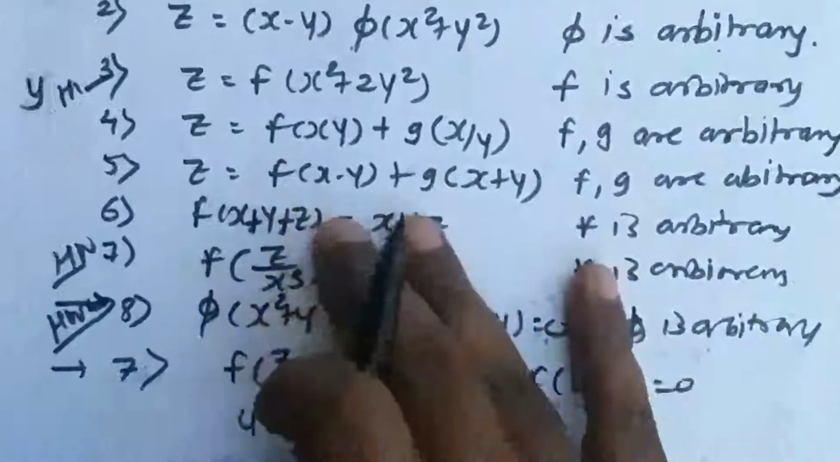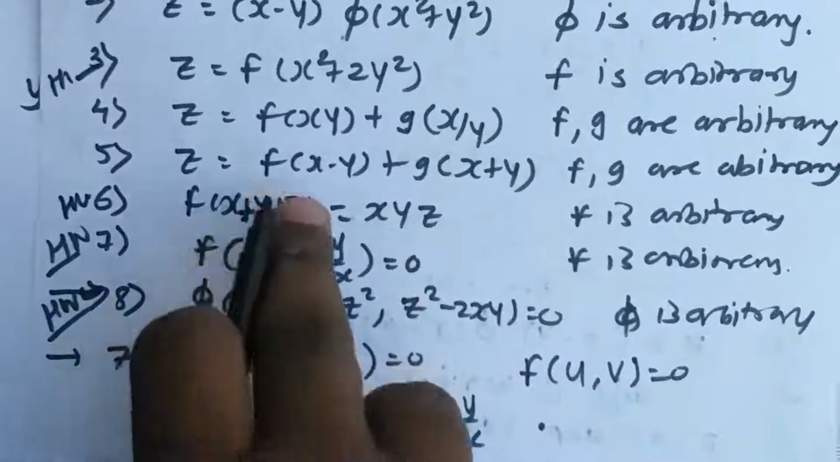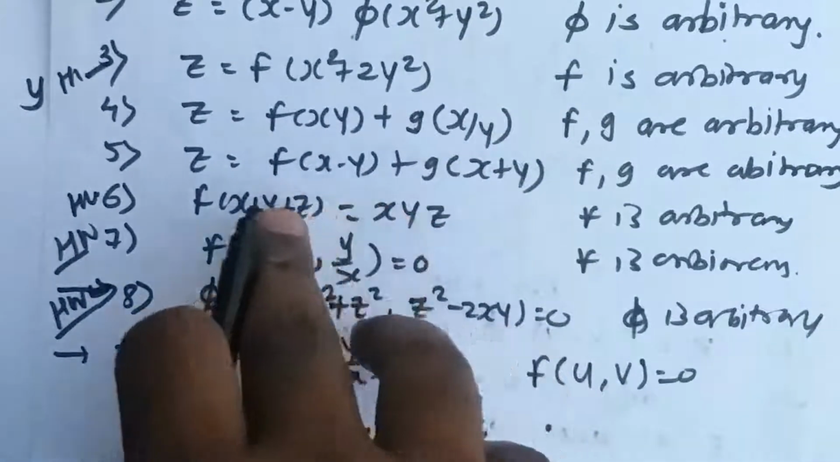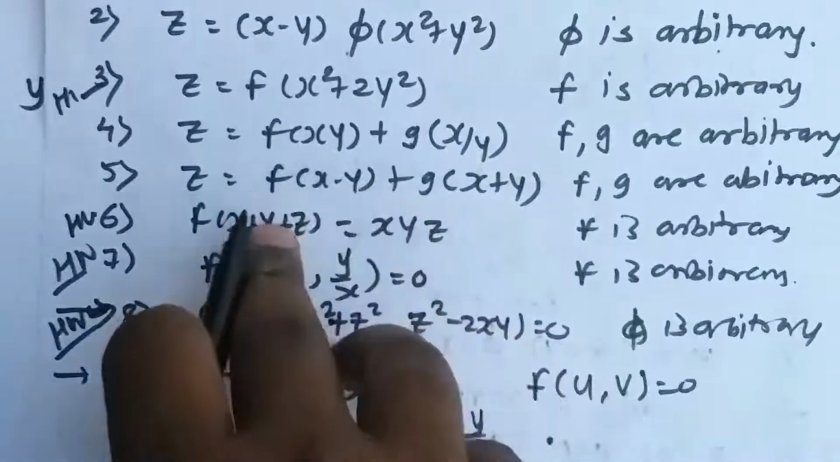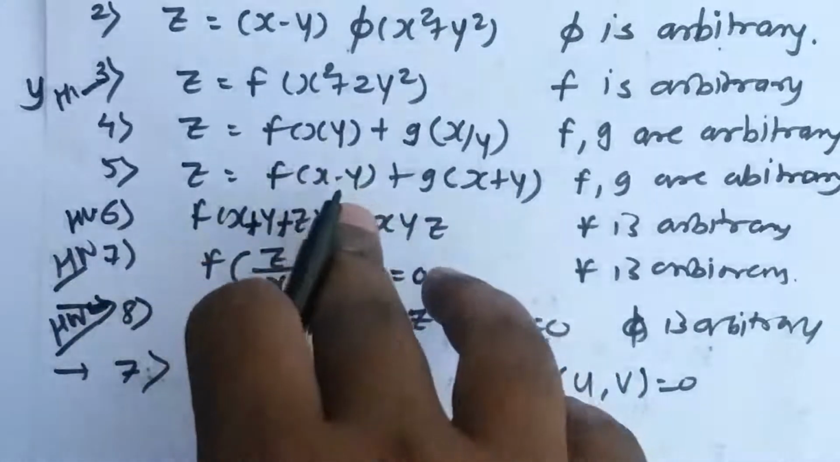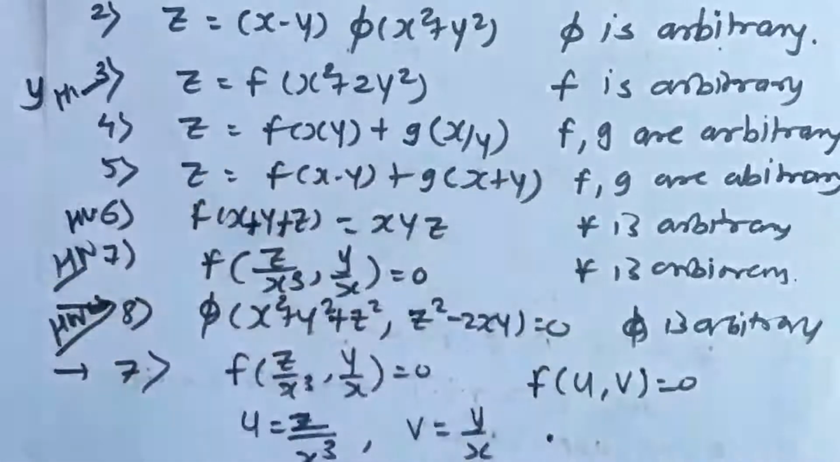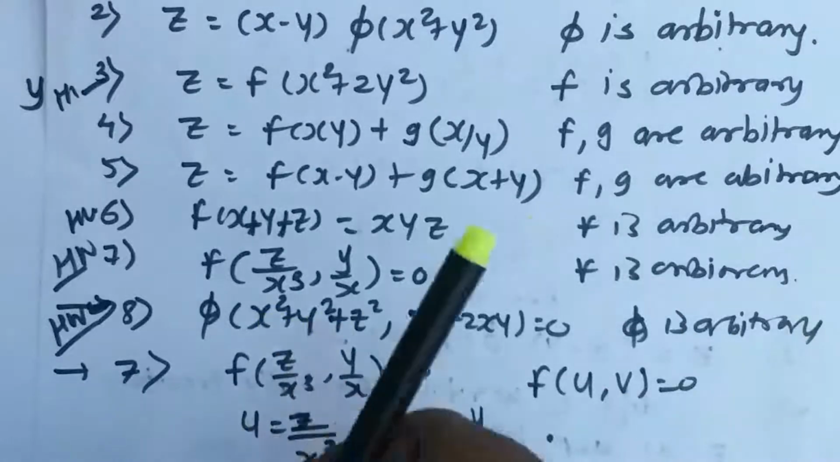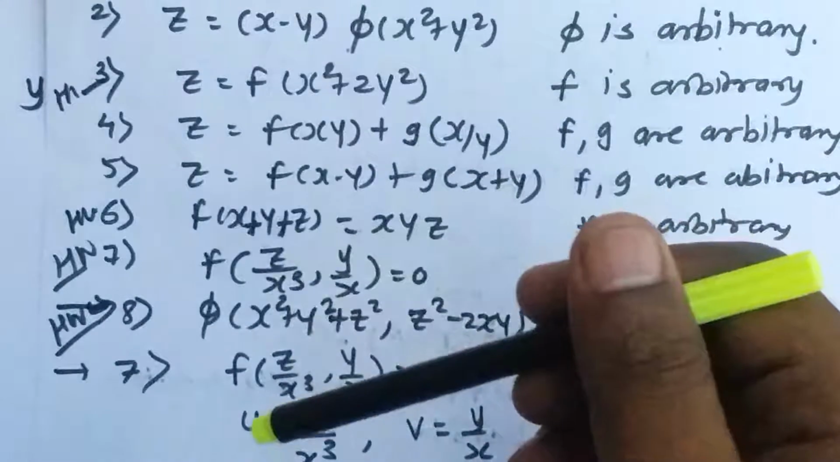And there is another one, example number 6, that also you do. This also contains a single function. So here also you do multiplication and differentiation in a similar way. First you differentiate with respect to x, then with respect to y, then carry out division. After division, that f dash term will get cancelled and you will get a differential equation free of the arbitrary function. So these two you try at home. If you need any help, you can ask me in the comment box, or you can contact me on my WhatsApp number.